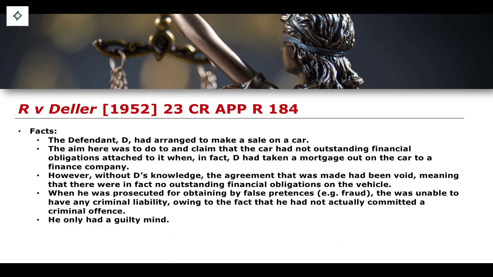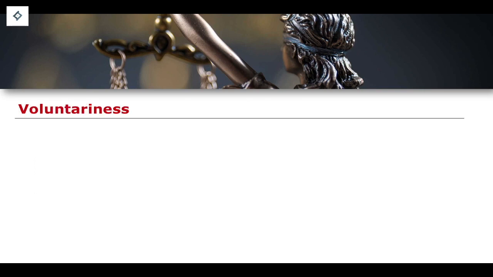This essentially solidifies the fact that while he had the prerequisite mens rea, he fully intended on committing fraud in this instance, or obtaining by false pretenses, he did not actually do so, and so he can only have had a guilty mind. He did not have the prerequisite actus reus, and so he could not be found guilty of that particular offence.